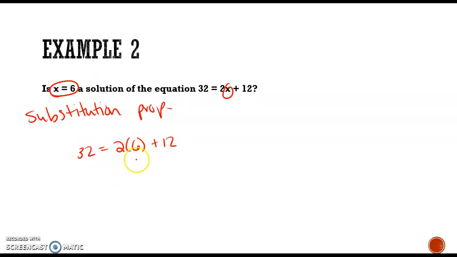Using order of operations, I'm going to keep the 32. It's just going to come straight down. 2 times 6 is 12, plus 12. And 12 plus 12 is 24. And so here we're saying that 32 equals 24, which we know is false. And so is x equals 6 a solution of the equation? The answer is no, or not a solution.